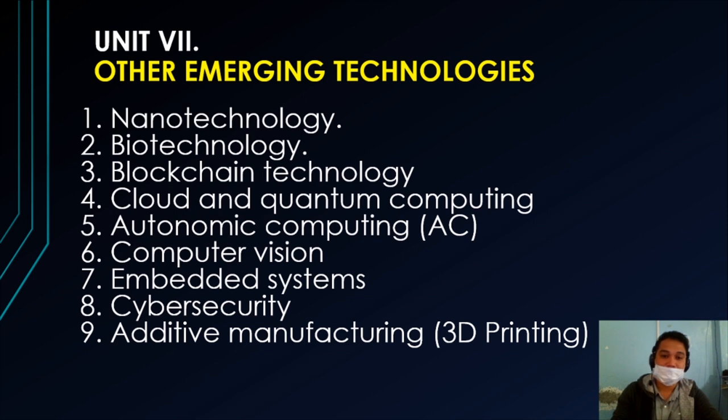Okay, next one is the cloud and quantum computing. Yes, this is also familiar, especially if you are developing in cloud computing, if you are a web developer also. So for cloud computing, we will know the advantages of cloud computing and the advantages also of quantum computing. So we will be explaining the difference between cloud and quantum computing. Another one is autonomic computing or the AC. So we will know the characteristics of the autonomic system. And next one is the embedded systems.